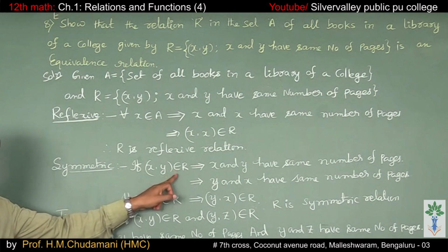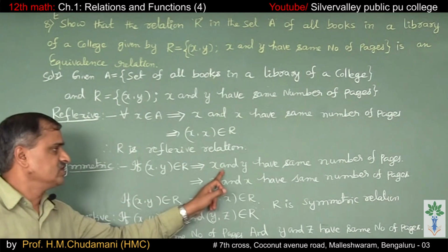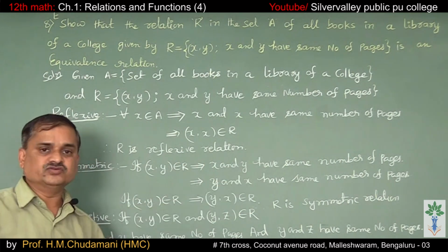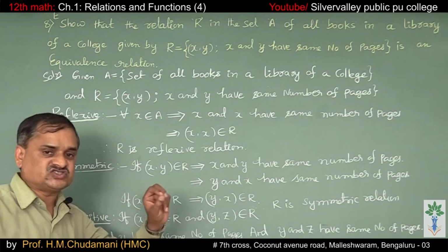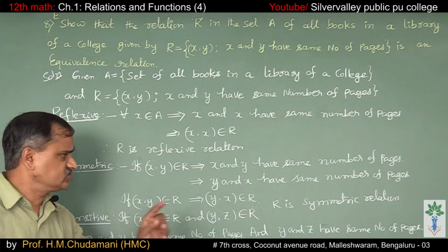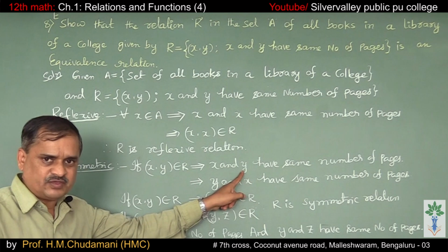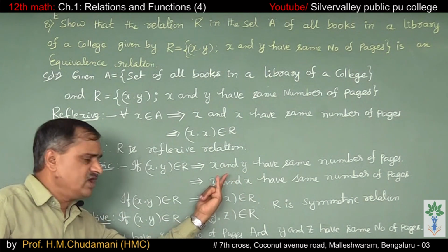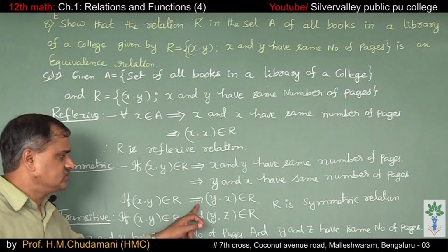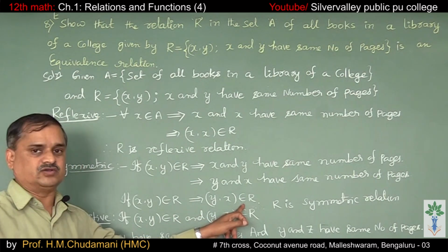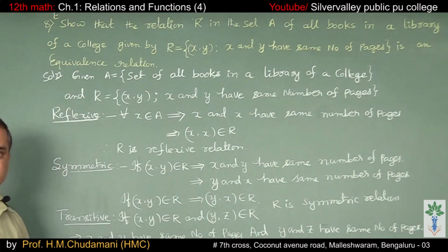Therefore, let us verify the symmetric relation. If (x, y) belongs to the relation, this implies x and y have the same number of pages. This implies y and x have the same number of pages. For example, x has 25 pages, y has 25 pages, so y and x have the same number of pages, that is 25. So that means (y, x) also belongs to the relation. Therefore, the relation R is a symmetric relation.